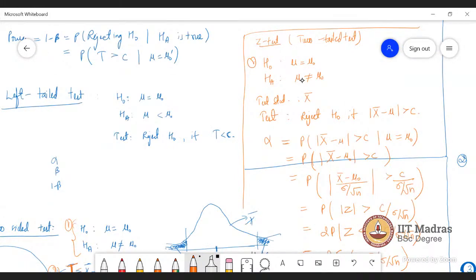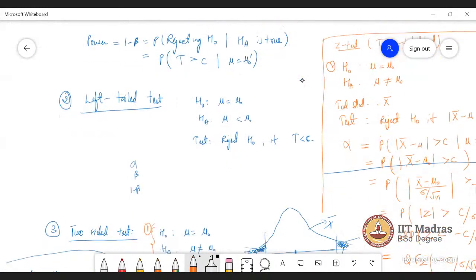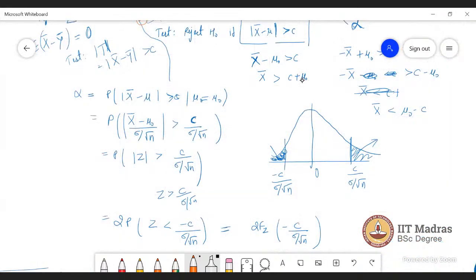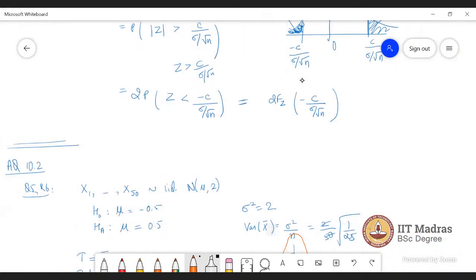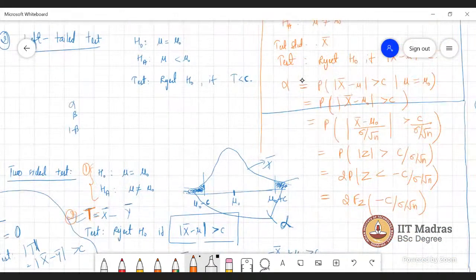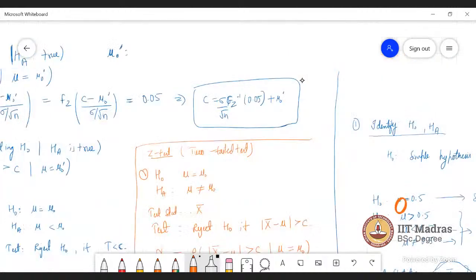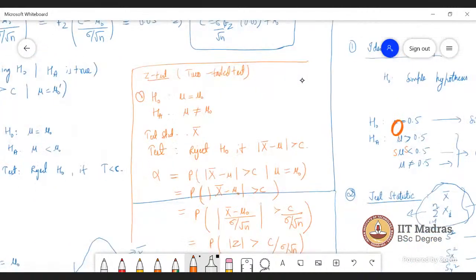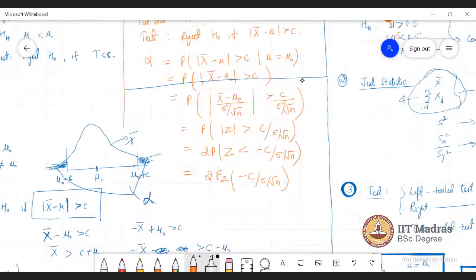The same thing we do for the t-test. So in case of t-test, what we have to just do is, in place of sigma, we just write s. So here we have sigma. So if we have t-test, we will write just s, that is sample standard deviation.